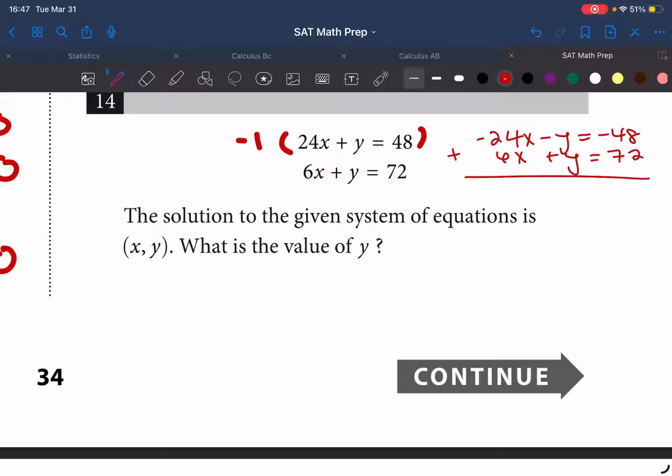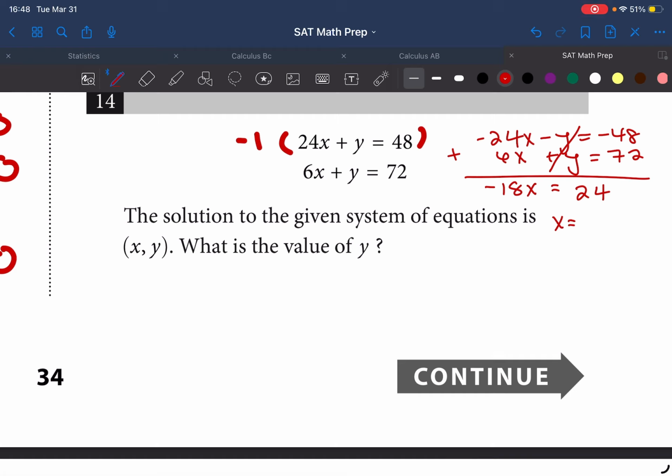So negative 24 plus 6x is going to be negative 18x. The y's are going to cancel. And then negative 48 plus 72 is going to be 24. Okay, I need to solve for x, so I'm going to divide both sides by negative 18. So 24 divided by negative 18.